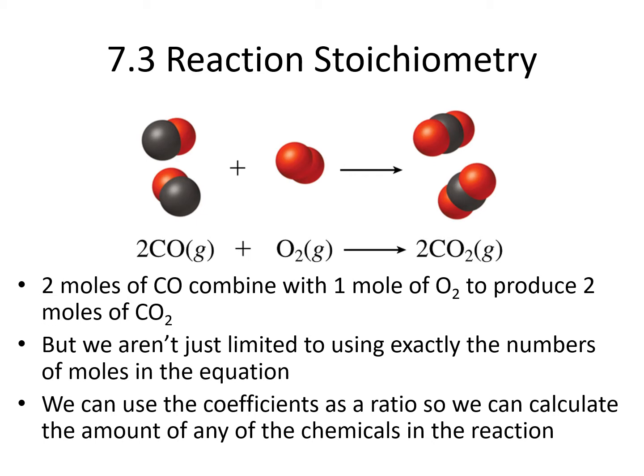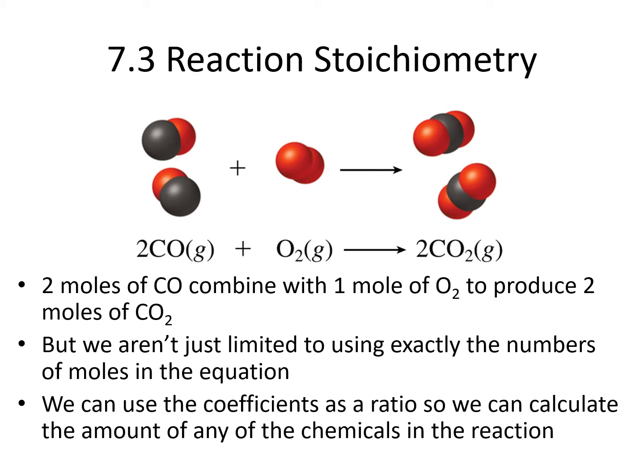This example of a balanced chemical equation could be read: 2 moles of CO plus 1 mole of O2 makes 2 moles of CO2. However, we aren't just limited to using the exact numbers that are given in the equation. I could put 2 moles of CO into my beaker, or I could put 6.7 moles of CO into my beaker. I'm not required to put a certain amount into my beaker.